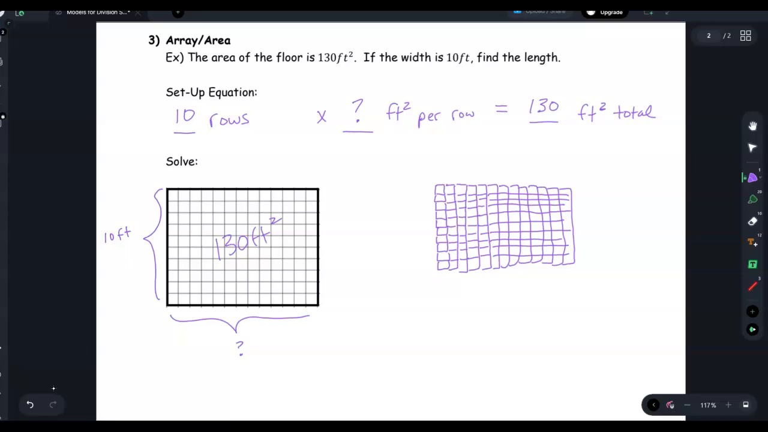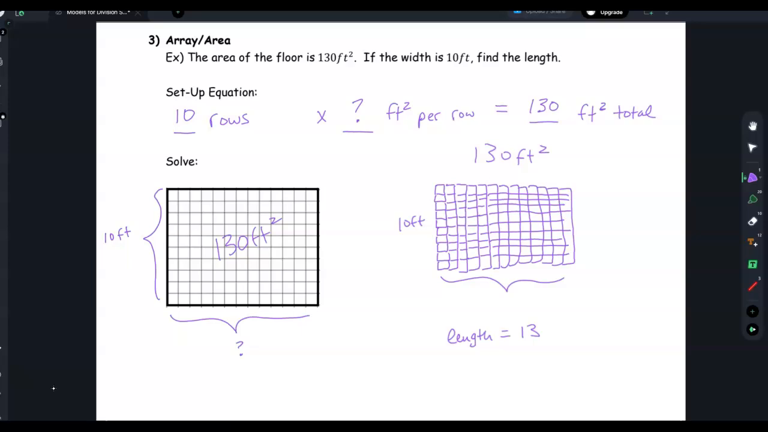So I would label this and say, this is 10 feet going this way, and I know that I've got 130 square feet total, whether you write that on top or above. Then I'm trying to find what this measurement is. To find the answer, I would count how many columns, or how many objects I put in each row. And I would find that the length here is 13.